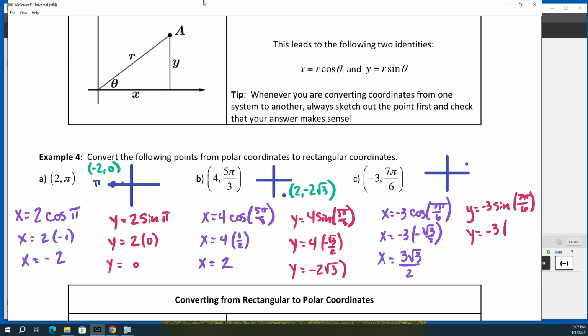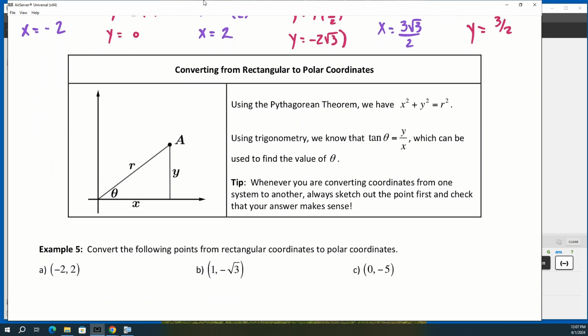Okay, and then the sine of 7 pi over 6 is going to be -1/2. So that's going to be 3/2. All right, so quadrant 1, both coordinates are positive, so we're probably right. All right, we're going to have to do it the other way as well.